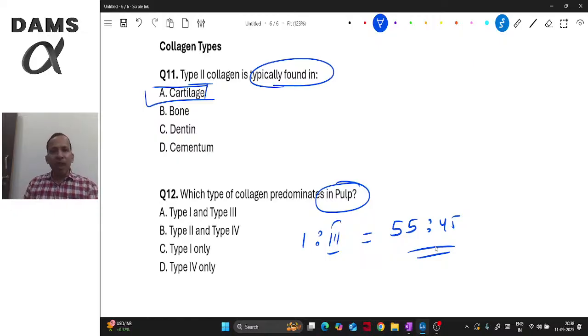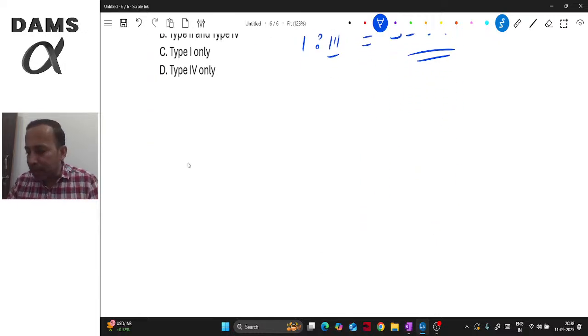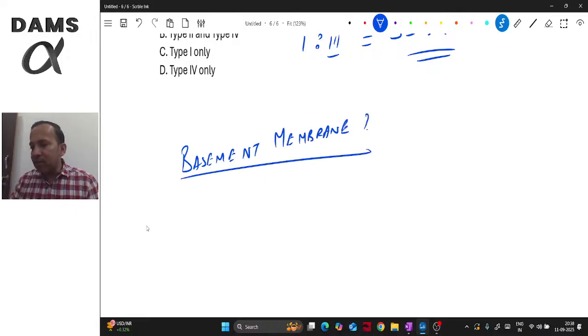Can you tell me which collagen fibril is found in the basement membrane? Which collagen fibril is found in the basement membrane? Is it type 1, type 2, type 3, 4, 5, 6, 7, 8, 9, 10, 11, 12?